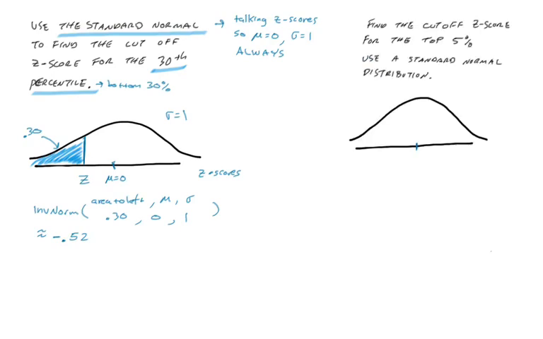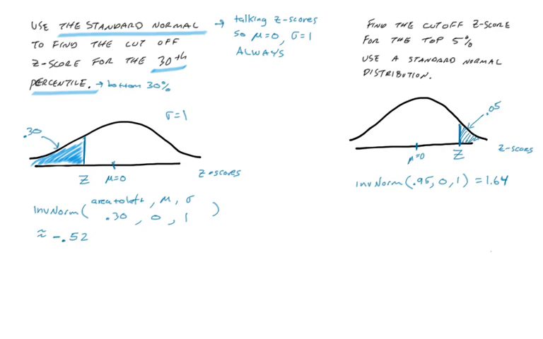Okay, so if you want to pause it here and try this next one. All right, so now we want the cutoff here, and we want to do it for the top 5%. So again, in terms of the top, that's going to be 0.05 there, and we're talking z-scores here because we said use a standard normal. So that's inverse, and we want area to the left.